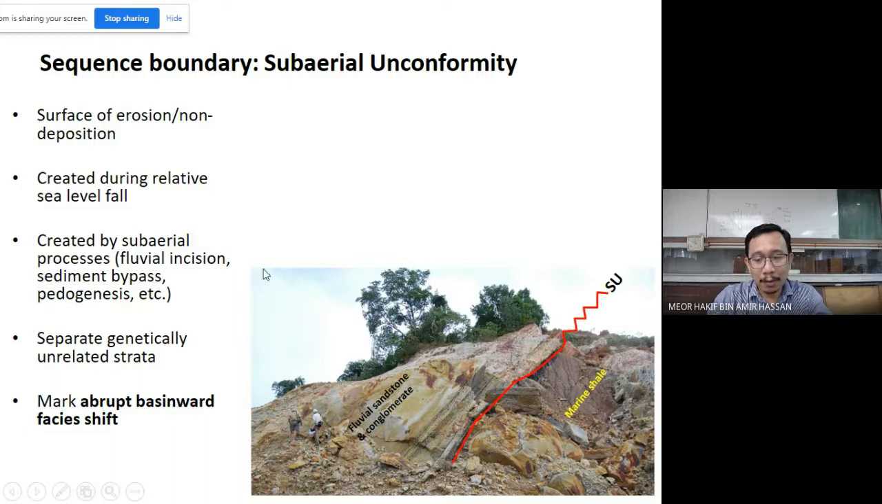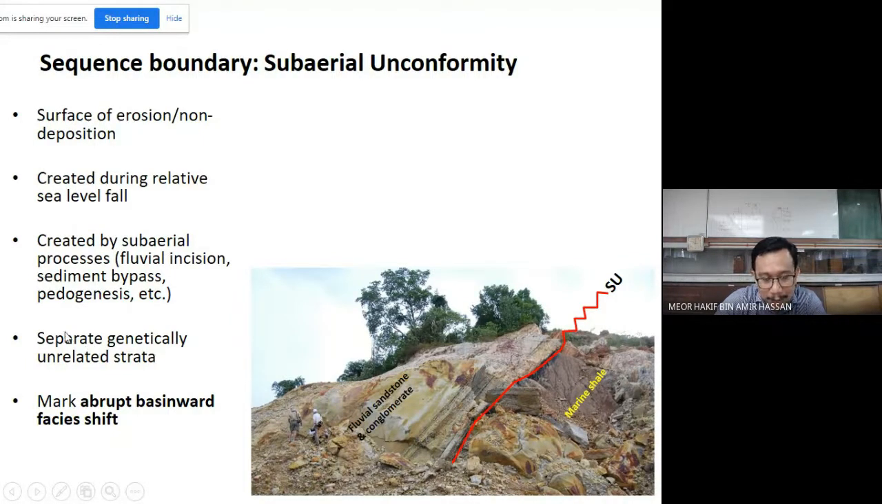Okay, so let's look why do we think that this is a sequence boundary. First, a sequence boundary must be a surface of erosion or non-deposition. And here we have a sharp surface going from shale here to conglomerates and sandstone here. And it is going up and down. So it is an erosional surface in this case. And it was created during relative sea level fall, and created by subaerial processes, things like fluvial incision, sediment bypass, and the creation of soils. And it separates genetically unrelated strata.